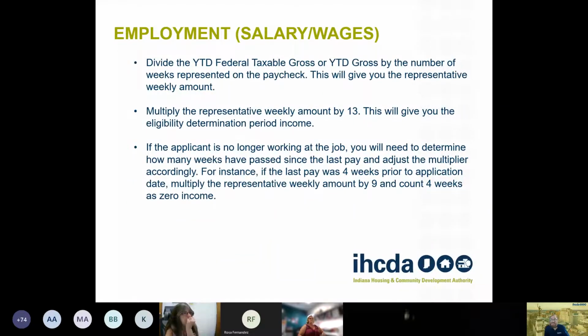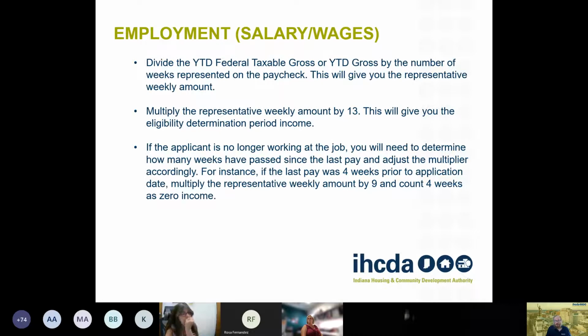So you're then going to take that year-to-date federal taxable gross, or year-to-date gross, depending on the check, and divide it by the number of weeks represented on the paycheck. This will give you the representative weekly amount. Multiply the representative weekly amount by 13. This will give you the eligibility determination period income.